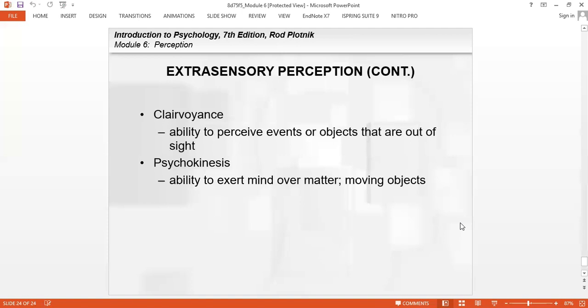So perception works and gives the ability to perceive events and objects, and psychokinesis is basically the ability to exert mind over matter, moving objects. So this is how we can say that.